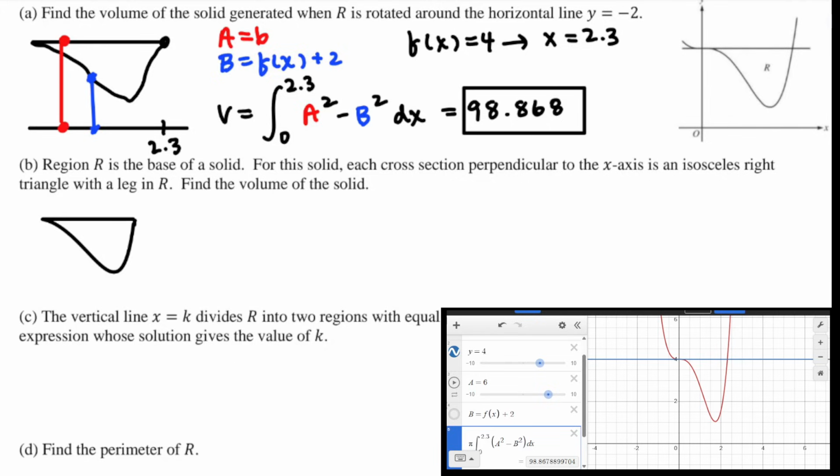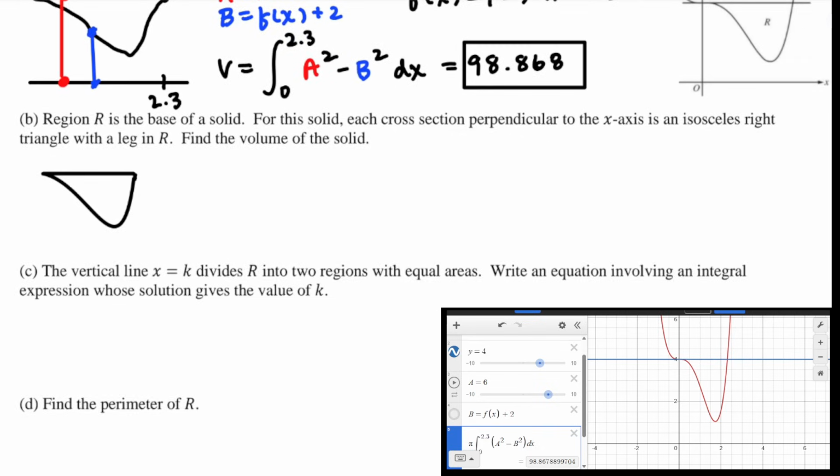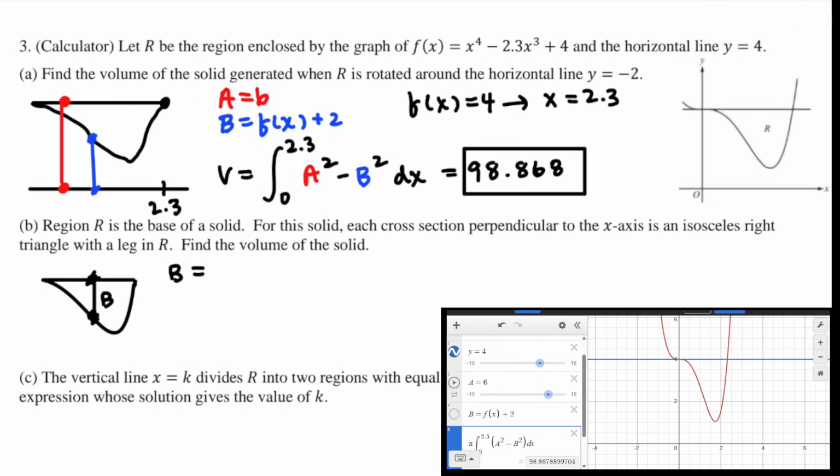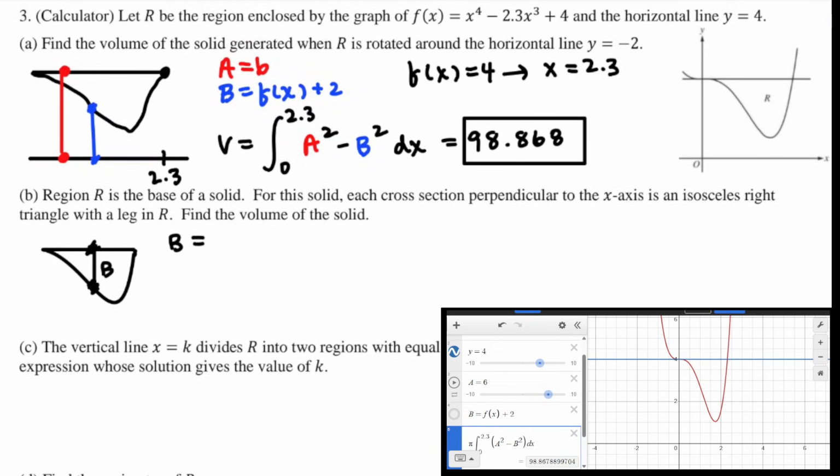Next, region R is the base of a solid. For this solid, cross sections perpendicular to the x-axis are isosceles right triangles with a leg in region R. So I'm going to be looking at it like, this is the base of the isosceles right triangle. The height will be equal to the base. Base equals top minus bottom, and that's going to be 4 minus f of x. Area is going to equal 1/2 base squared, which would be 1/2 of 4 minus f of x squared.